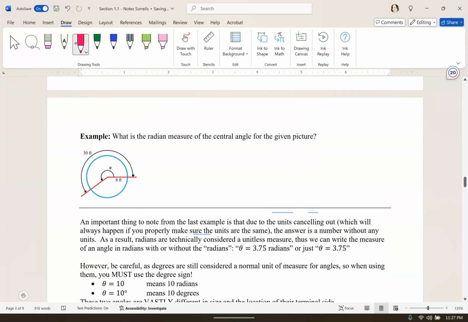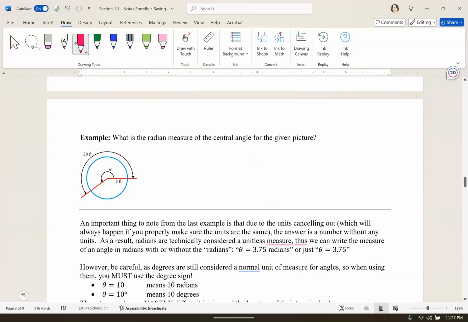So here we go. What would the radian measure be for this central angle? If you need to, look at the formula on the other page and see if you can answer this one real quick. So go ahead and pause the video. Okay, so you should have paused the video.